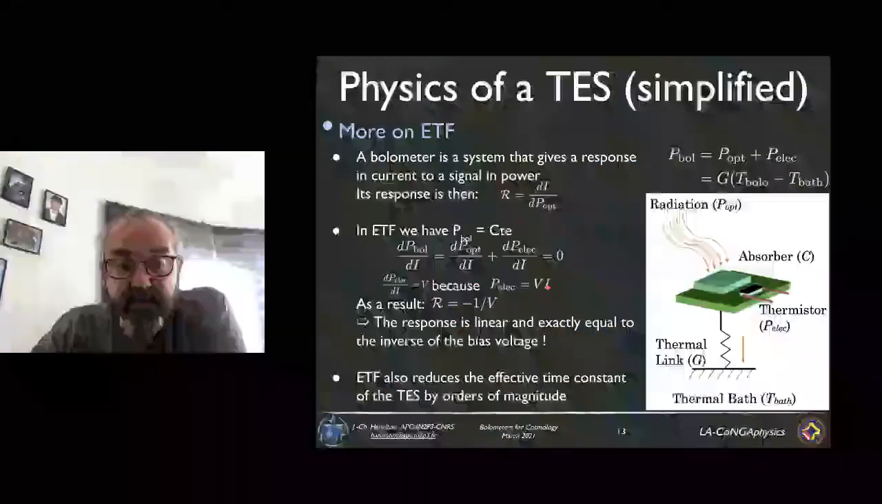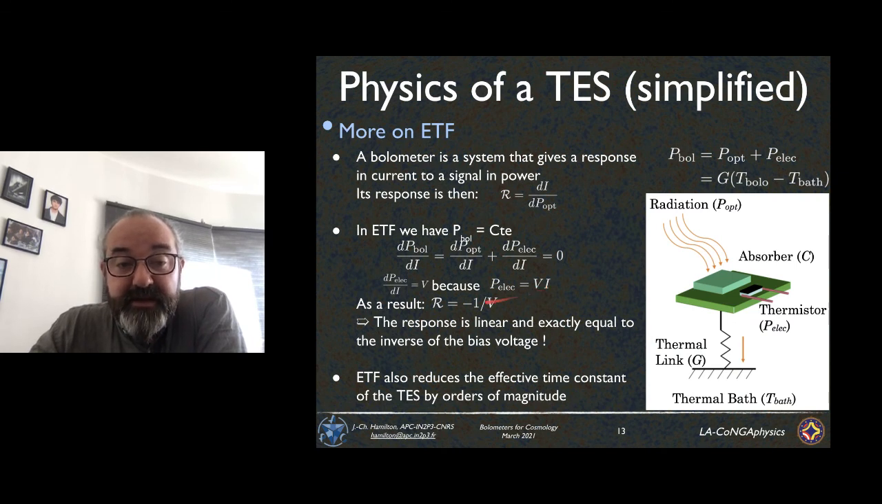Okay? So this means that the response of the bolometer, dI over dP, because this term is V, is -1 over V, which is very good because V is constant. That means that the response of the bolometer is linear and exactly equal to the inverse of the bias voltage. So that's a very nice property.